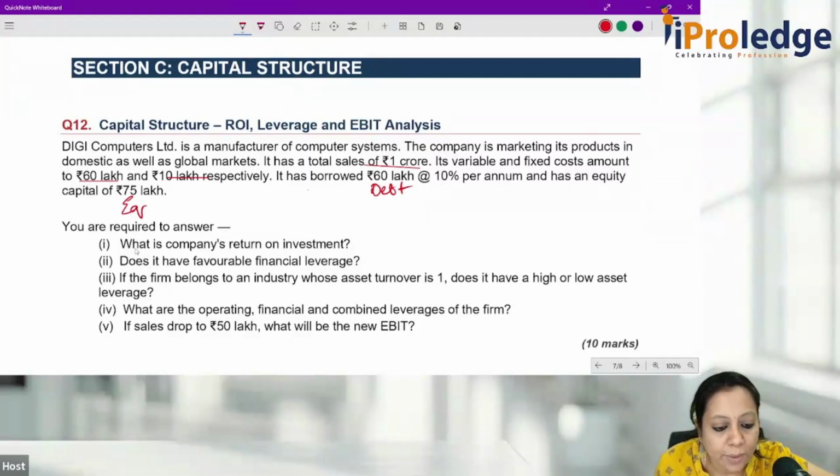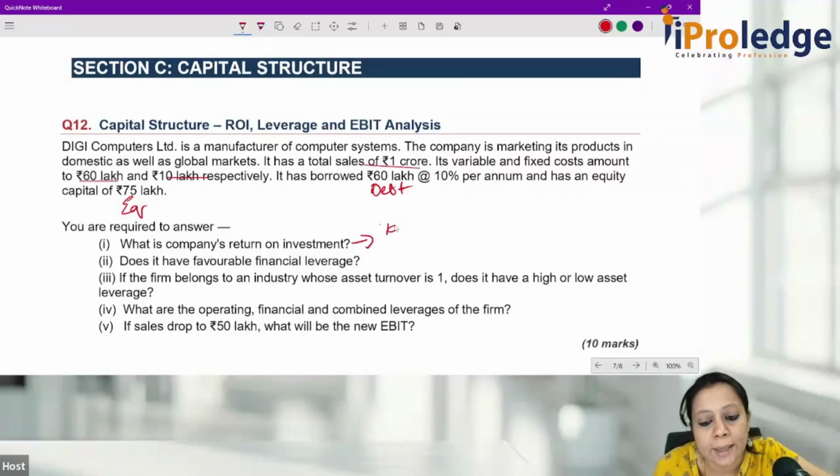Okay. So now, what is the company's return on investment? So first of all, return on investment. This has a mention in the security analysis also. So there can be a combined question on certain concepts. That is why I've given this. So what is return on investment? Return on investment means EBIT divided by capital employed.